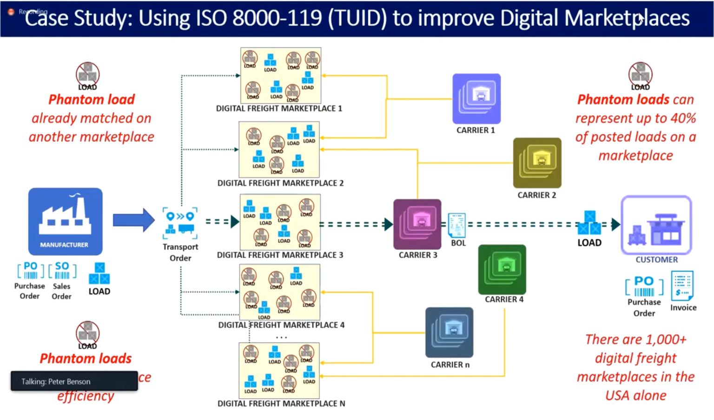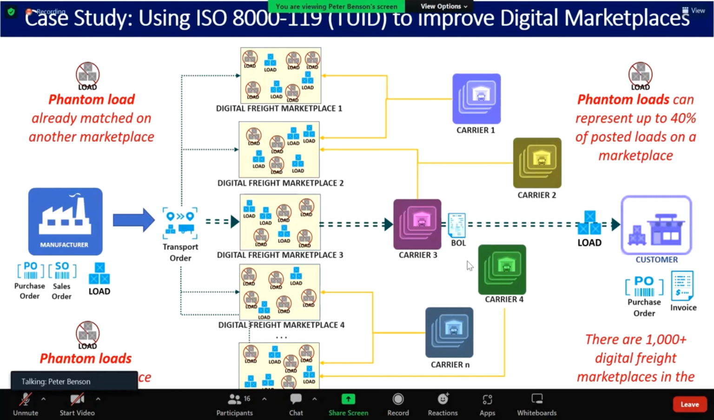So the problem statement, and we always like working from problem statements. What are we trying to do? How are we trying to fix something? Well, in this case, if you are a shipper, a manufacturer, or anybody who wants to ship something, you're going to go to multiple marketplaces.